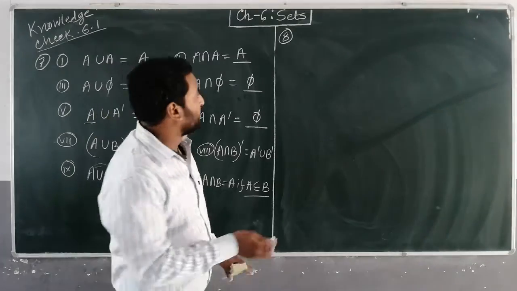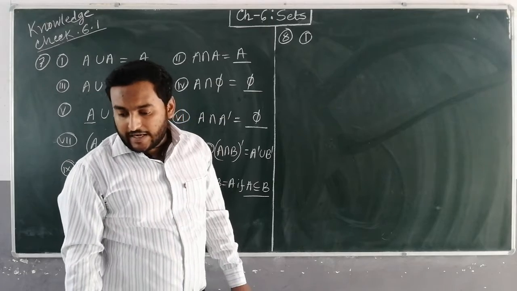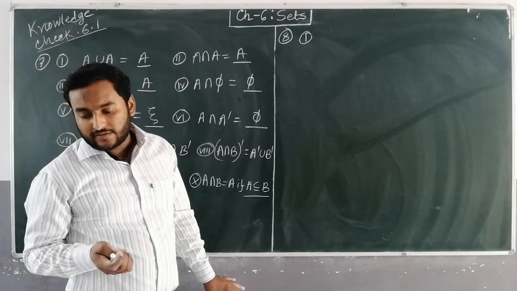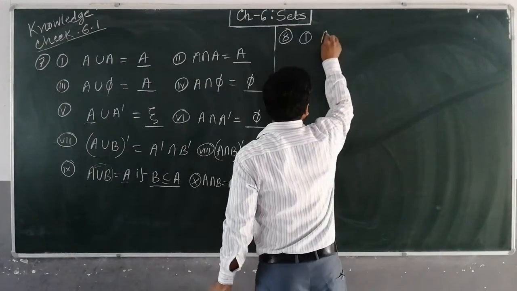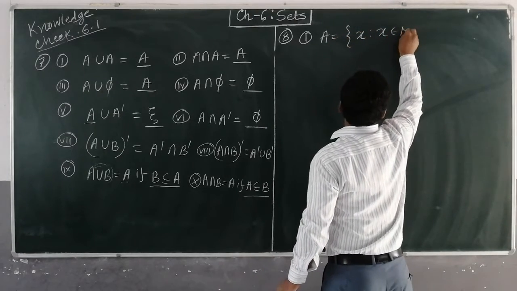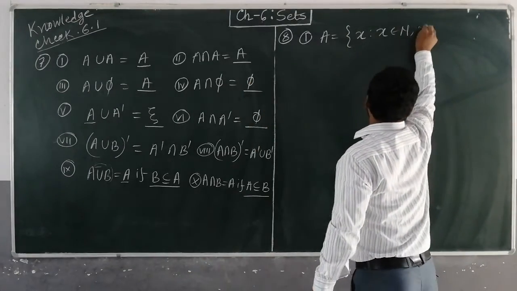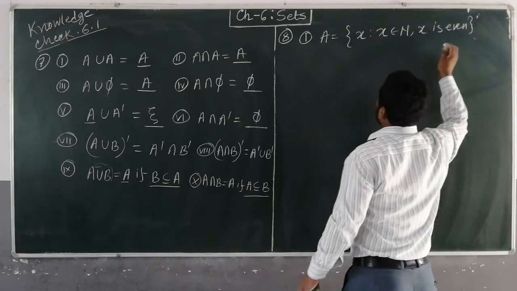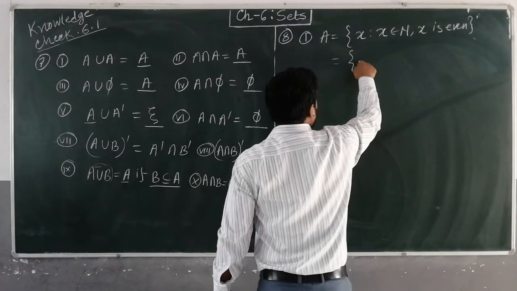So first part. It is given that A is a set where the elements belong to natural numbers and x is even. So A equals the set of x such that x belongs to natural numbers and x is even. This is given in set builder form, so try to write it in roster form.